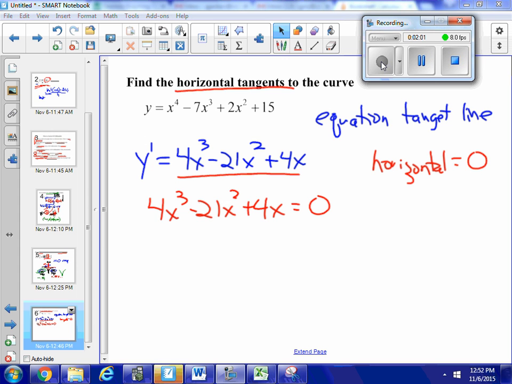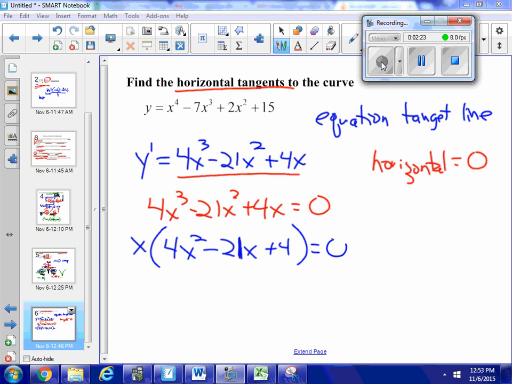And when I'm working with any kind of polynomial, the first thing I want to do is factor out all of the common monomials. So I have an x that I can factor out, which is nice, because now I have x times 4x squared minus 21x plus 4, and that's equal to 0. So I already know that one of my zeros is going to be x equals 0.